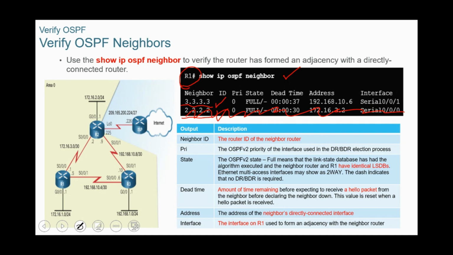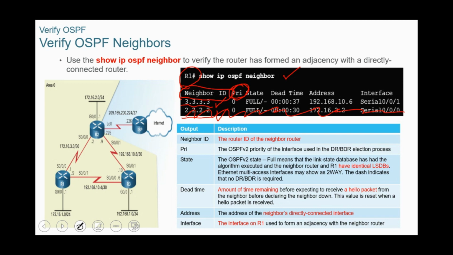Okay, the neighbor ID in the output represents the router ID of the neighbor router. As I mentioned just now, the router ID of your R2 is 2.2.2.2, so that is the router ID of your neighbor router. And what is the value of PRI? PRI stands for priority. It is the OSPF priority of the interface, used to determine who is the DR and who is the BDR in the election process. So that is what we call PRI, priority.